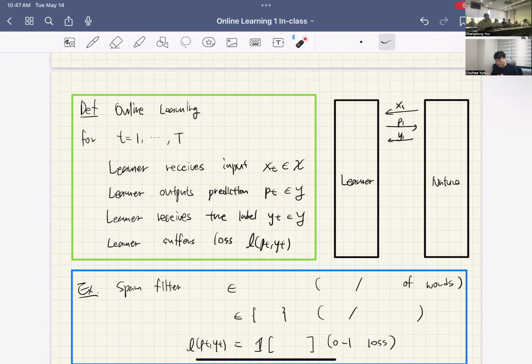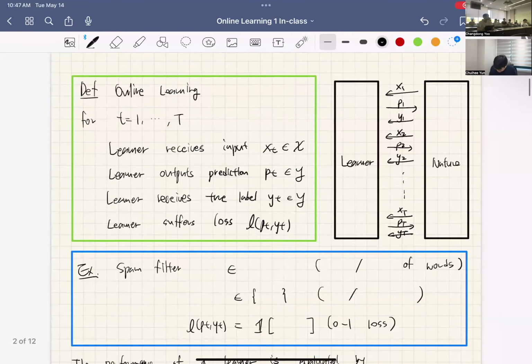And as I said, we repeat this process for a large T times. Right? So in the next round, the nature will give the learner X2, and the learner will have to make a prediction P2, and the true label Y2 is revealed, and so on and so forth. We repeat this process until we get to large T. So this is how online learning is performed. It's an interaction between nature and learner. Let me actually give you some example.